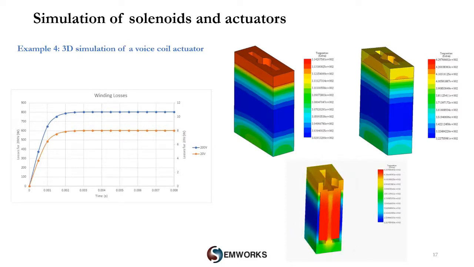So as a conclusion, we need to find a trade-off between increasing the applied voltage to get higher force and maximum displacement and keeping the heat at low levels. So using this kind of simulation, we can find this trade-off.